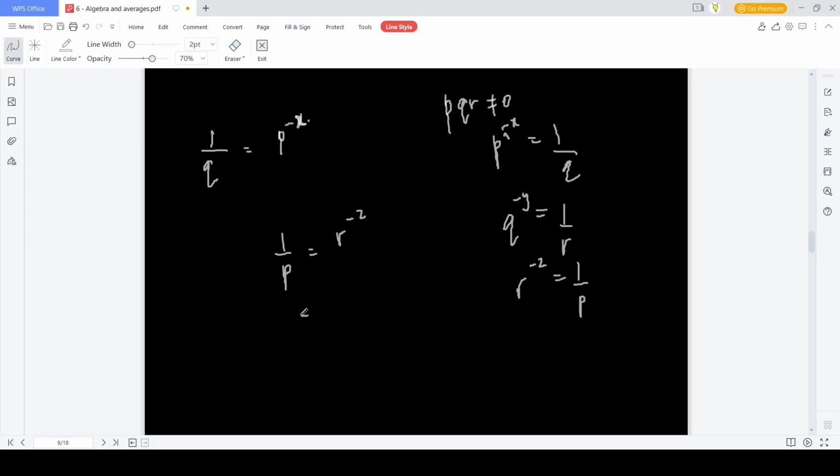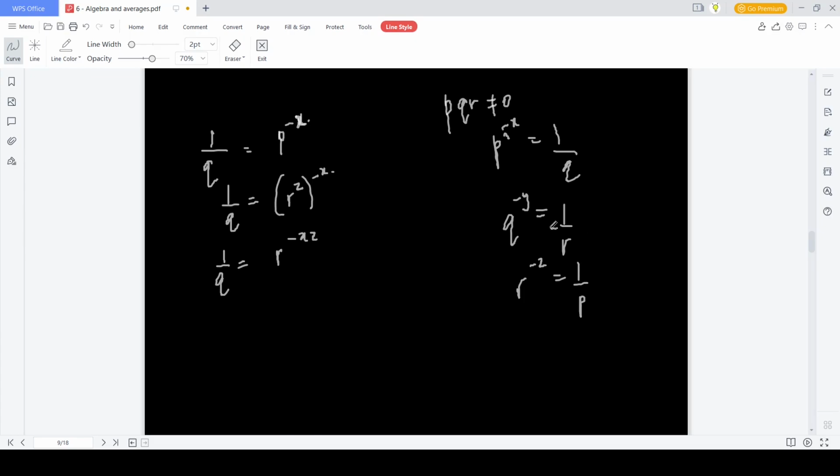So I can write this as P is equal to R to the power Z, correct? Now, if P is equal to R to the power Z, I can substitute it here, right? So 1 by Q is equal to (R to the power Z) whole to the power minus X. When you power another power, it just multiplies. So 1 by Q is equal to R to the power minus X into Z.